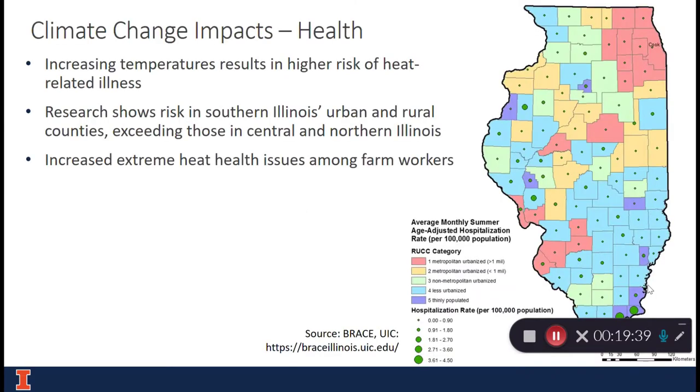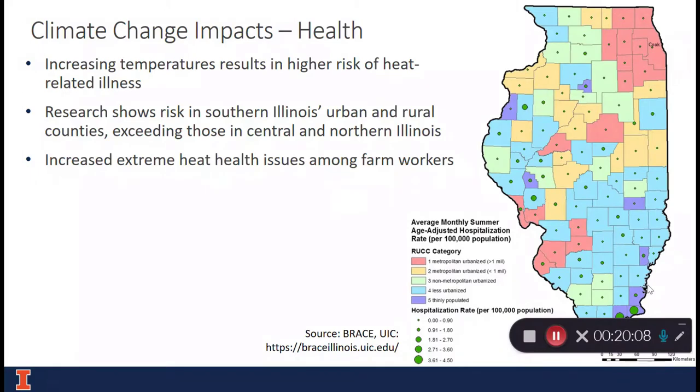First one is health. Sometimes I'll be asked in an interview, what is it that keeps you up at night, or what is it that you're most concerned about? And by and large, it's the public health implications of climate change. Of course, the livelihood standpoint is really important, but also the economic cost of public health implications is immense.